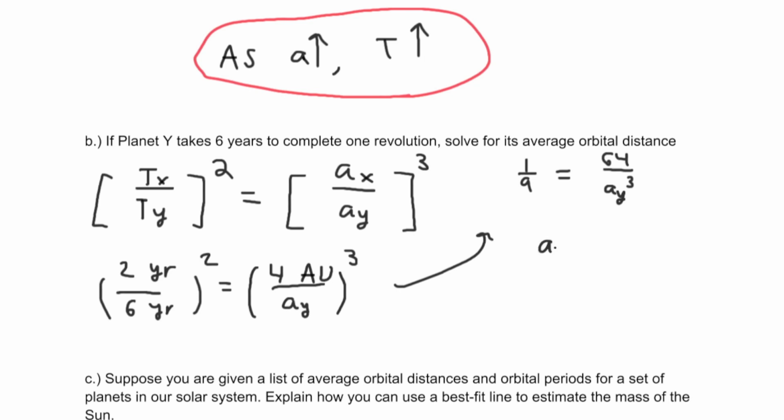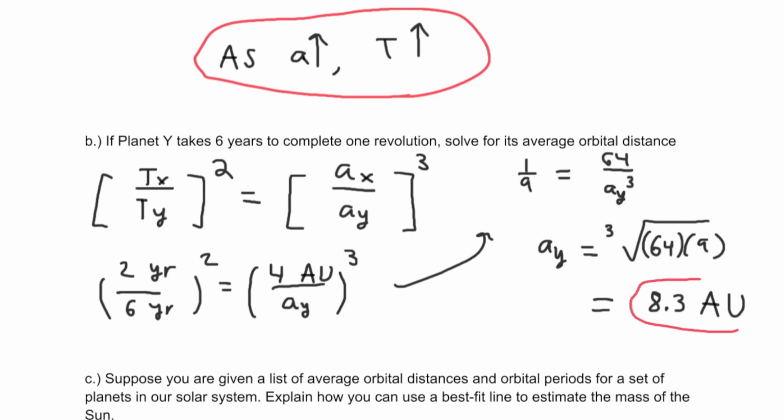So we get AY is just going to be the cube root of 64 times 9, which is going to be a not very nice number. It's going to be 8.3 AUs, roughly. And that's our answer. So we just set up a proportion and solved.